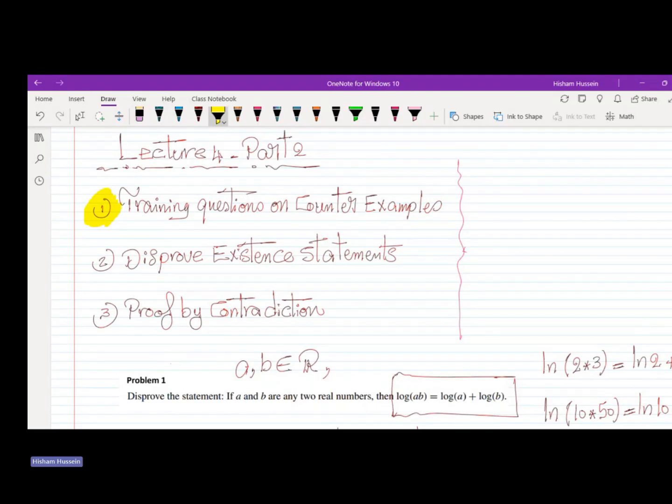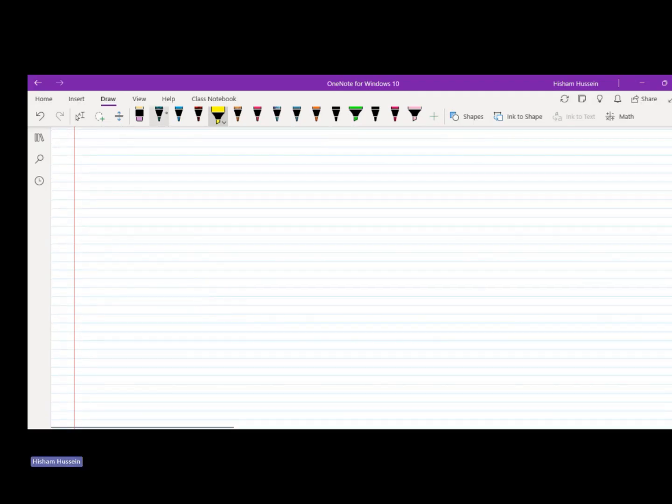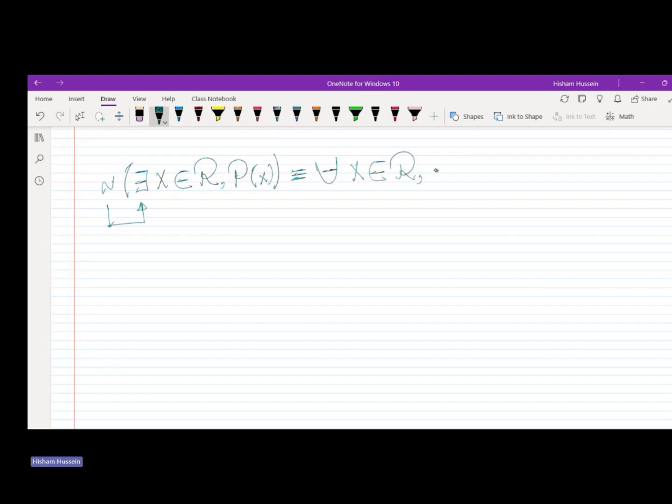The second part of the lecture is disproving the existence statement. Already we know that if we would like to negate a there exists statement, there exists x belonging to R such that P of x, it is equivalent to the negation: for every x belonging to R, the negation of P of x. In these exercises, it's requested to negate there exists statements.